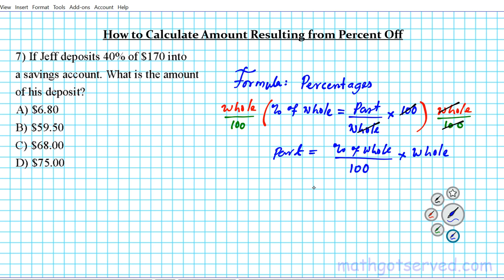All right, so let's go ahead and do it. The part that's deposited in the savings account is given by the percent that this part represents, which is 40%. We divide that by 100. Now let's freeze for a second. What do you accomplish by dividing 40% by 100? Well, this represents the fractional part that this part represents. So it's a fraction. To get the exact amount, we're going to have to multiply this by the whole. The whole is $170.